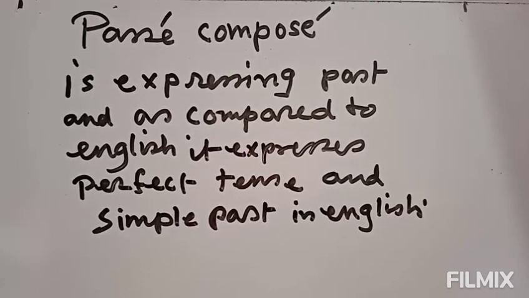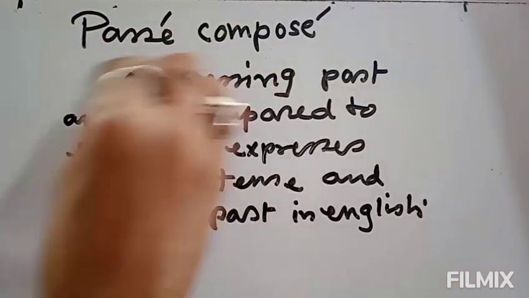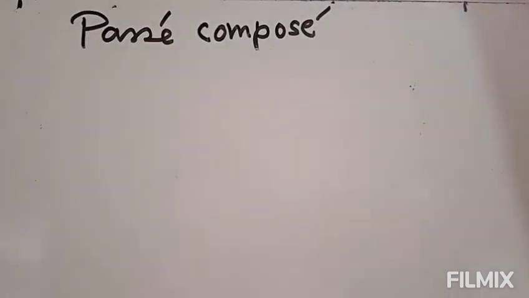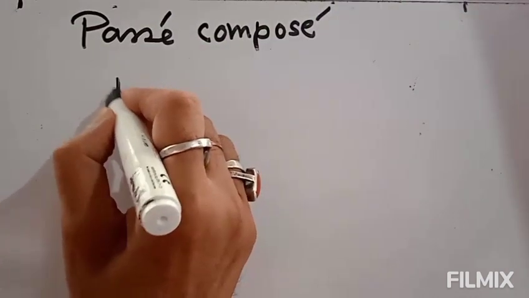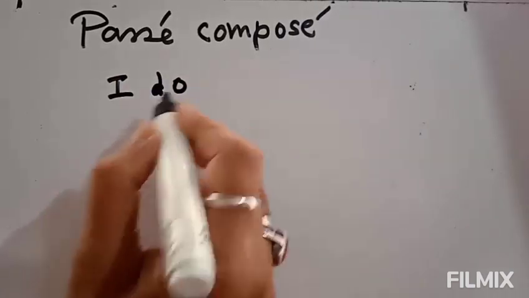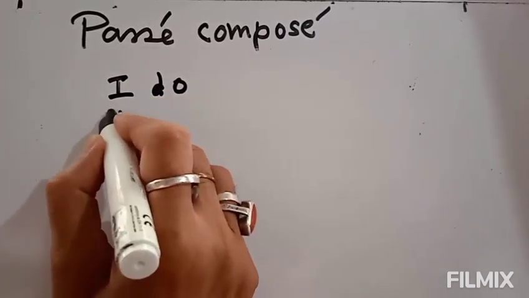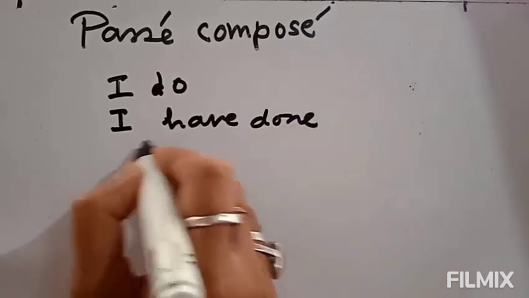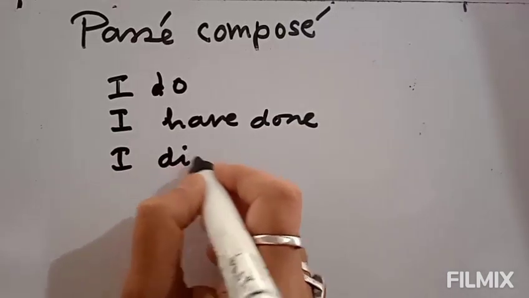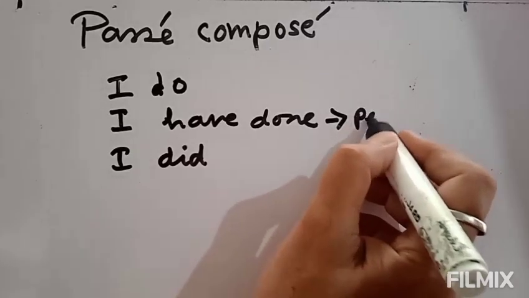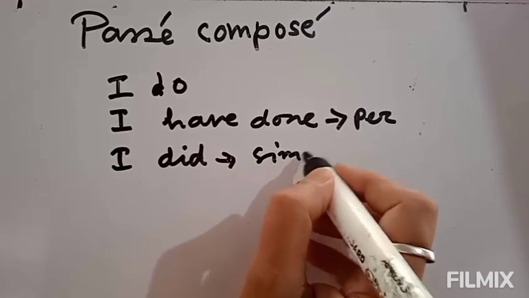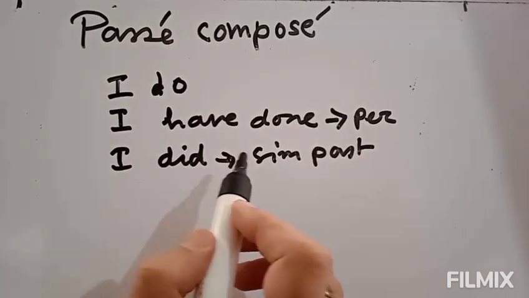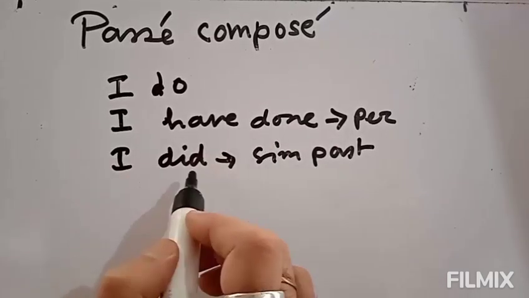I am giving you one example. Please take down in your copy. Simple past or perfect means this type. If I give you the English meaning, "I do" is a simple present tense. But in perfect tense, it will be "I have done", or "I did" in simple past. So to express this type of expression in English, passé composé is used in French. Okay, "I have done", "I did", this type.